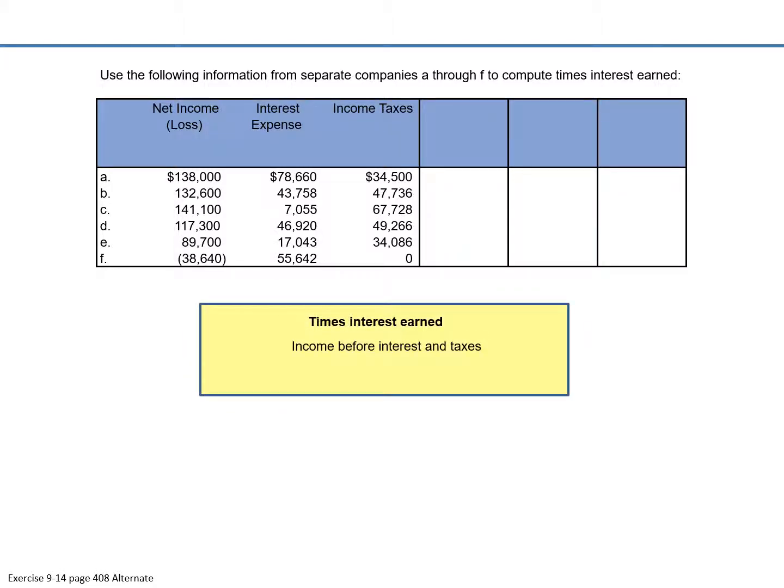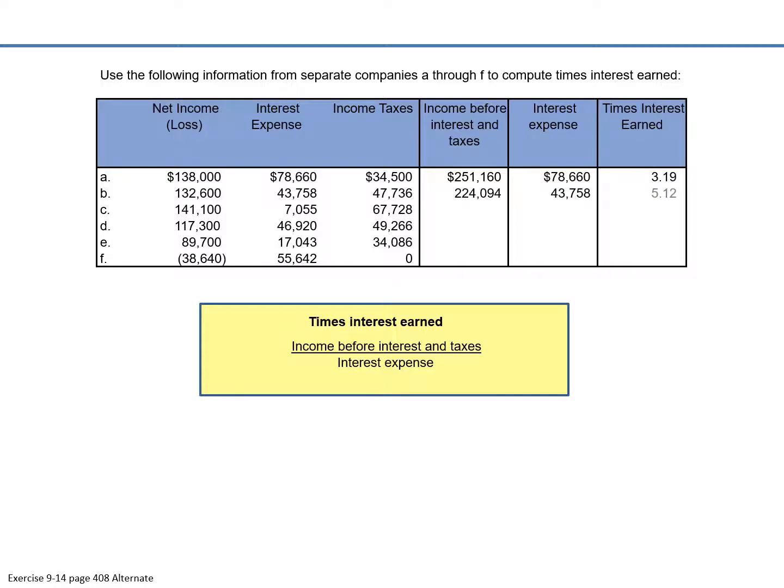All right, times interest earned is income before interest and tax, divided by interest expense. So again, we have to compute what our income before interest and tax is by adding back interest and adding back income tax to our net income or net loss. So 138,078,660 plus 34,500 is 251,160. Divided by interest expense of 78,660 is 3.19.